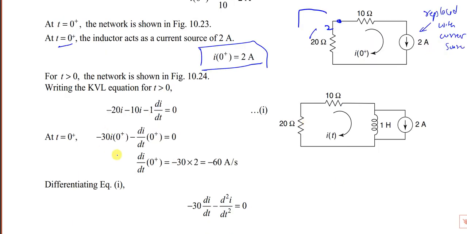Now for t greater than 0, you have to write KVL. For a series circuit, you have to write KVL.